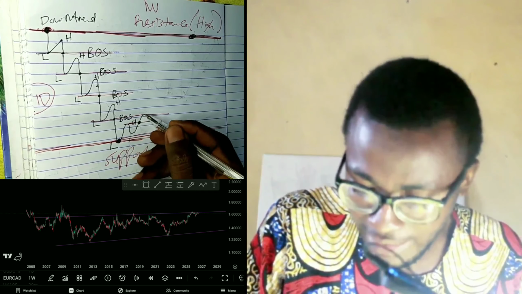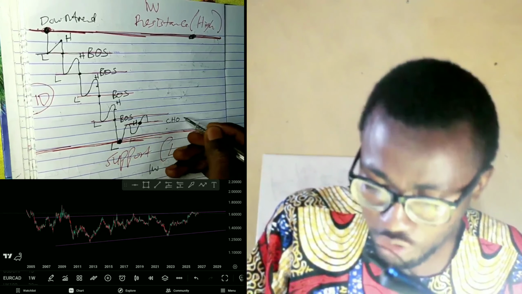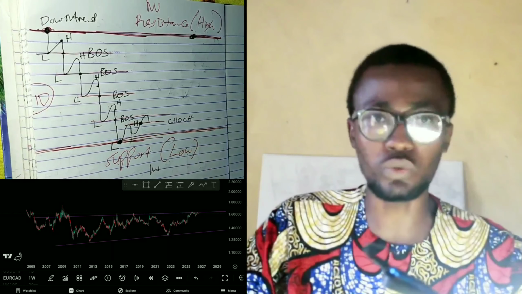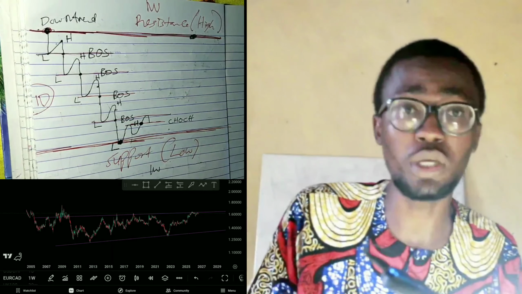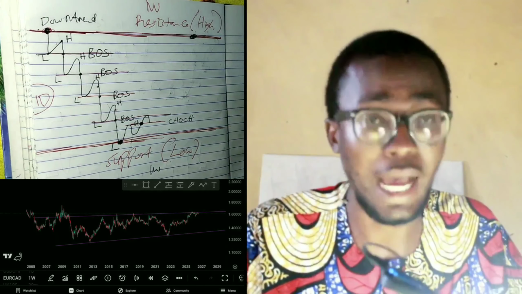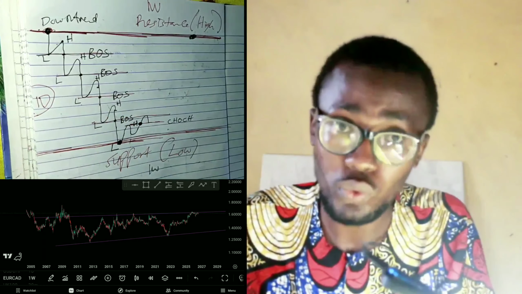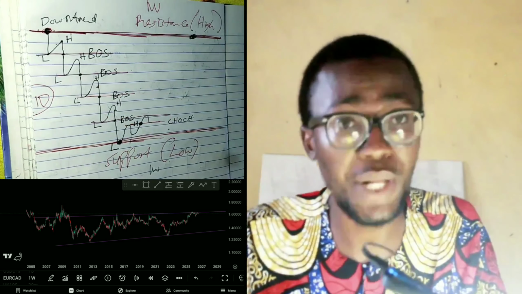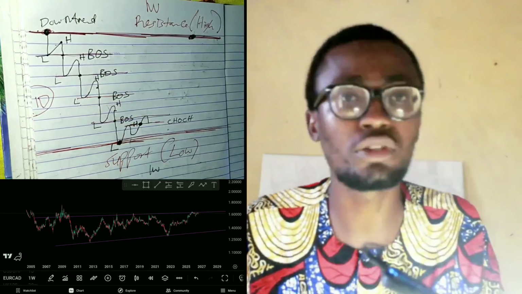So this was the high. It broke the high here. As it broke the high, it reversed. So this break of the high is what they call change of character. When the high is broken in a downtrend, it's called change of character. But when the low is broken in a downtrend, it's called break of structure. I will repeat. When the low is broken in a downtrend, it's called break of structure. But when the high is broken in a downtrend, it's called change of character.